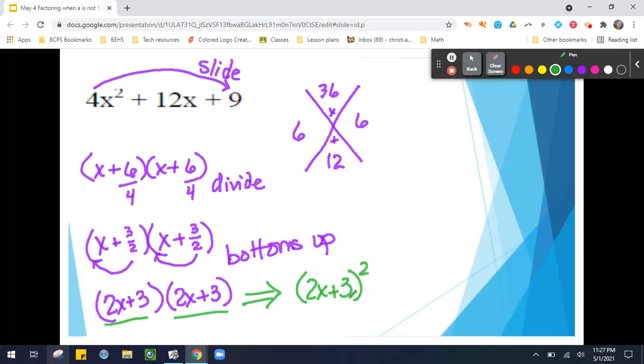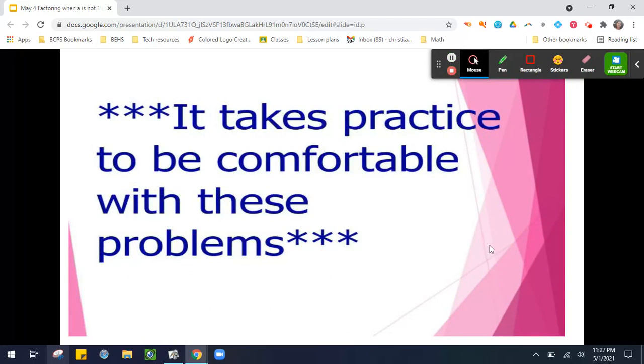Now, I want to remind you that this takes a lot of work. Again, it takes practice to be comfortable with these problems. So make sure that you are using either a whiteboard or a notebook to work these out so that you are getting all of the steps and not missing anything that could just be a simple thing causing you to get it wrong. Take your time, work carefully.